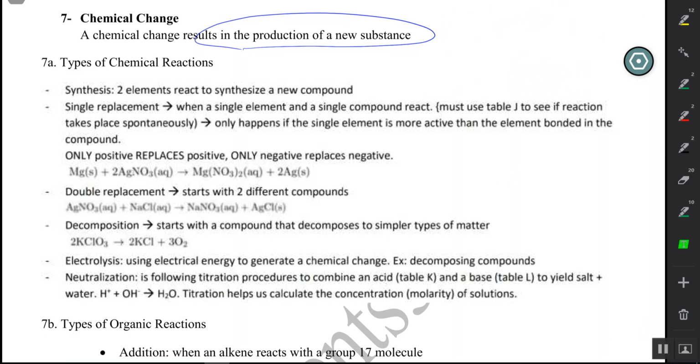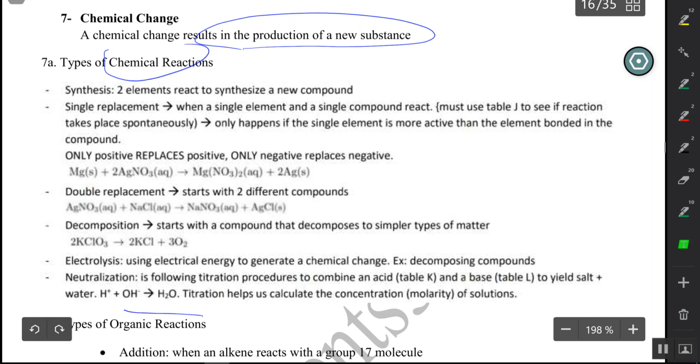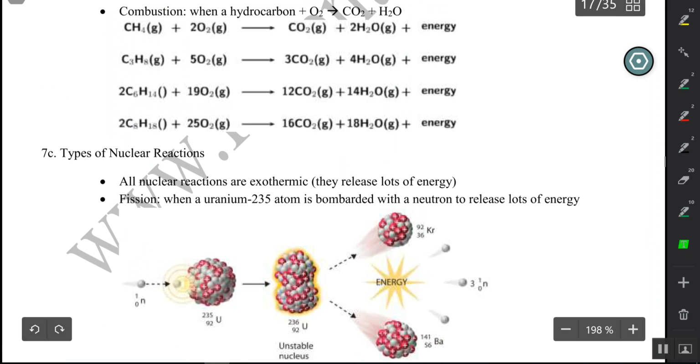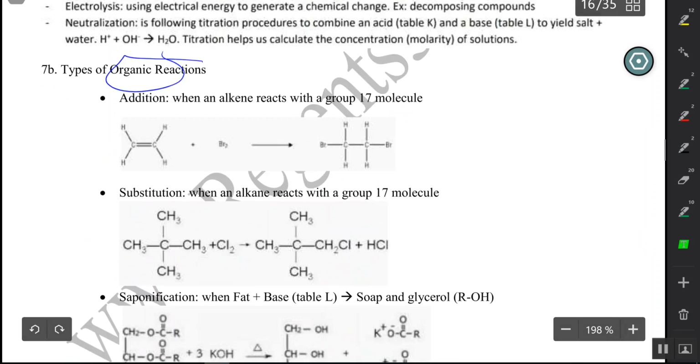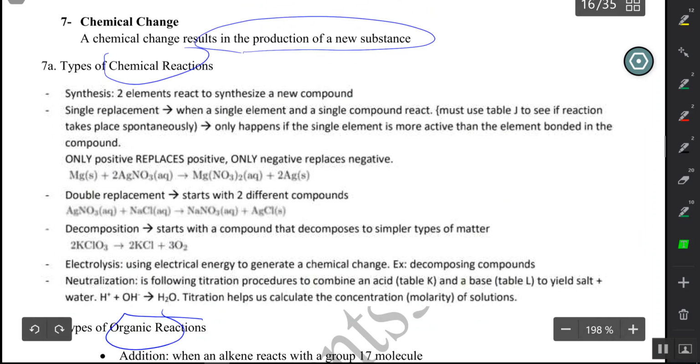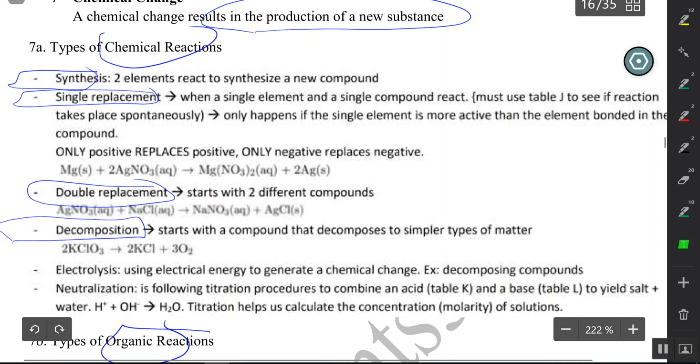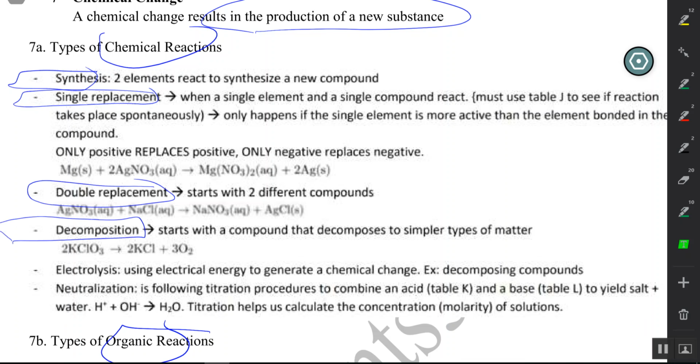All right. Now, we have chemical reactions, we have organic reactions, and we also have nuclear reactions. Let's start by talking about chemical reactions. There are 4 major types of chemical reactions: synthesis, single replacement, double replacement, and decomposition. These are the 4 main types of chemical reactions. Now, let's talk about each one of those.